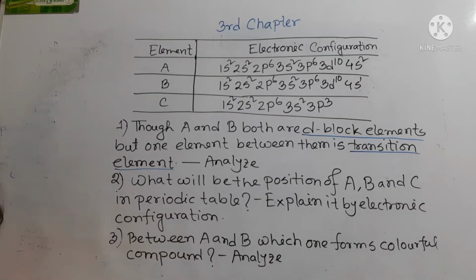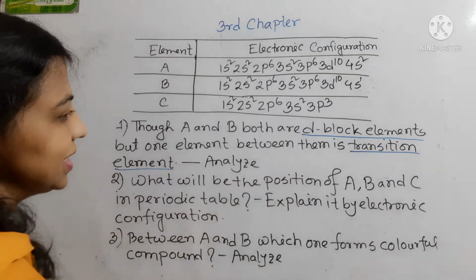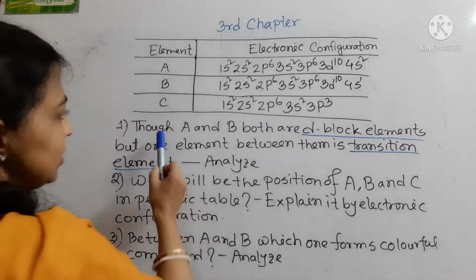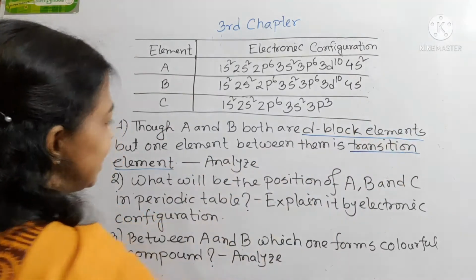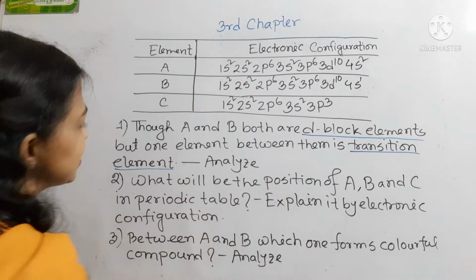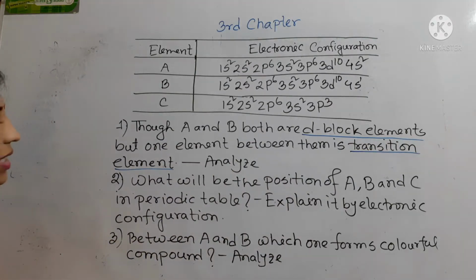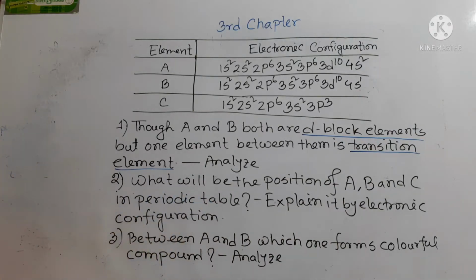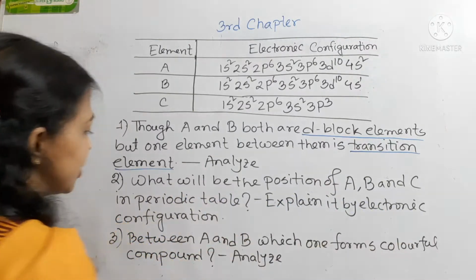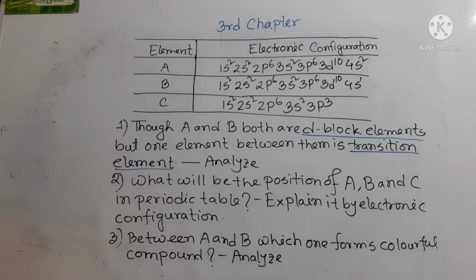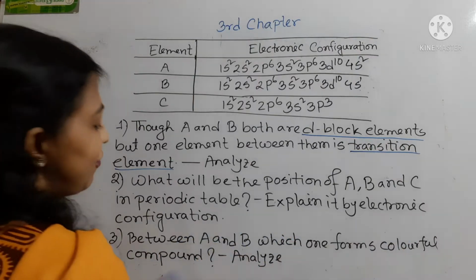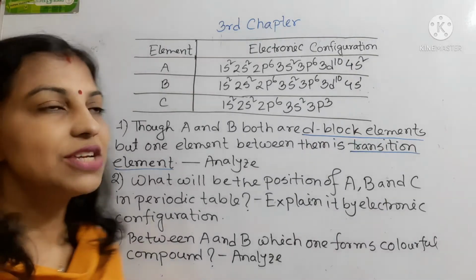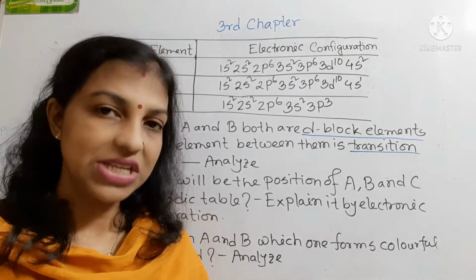So students, our first question is: though A and B both are d block elements, one element between them is a transition element. Analyze. Second question: what will be the position of A, B and C in the periodic table? Explain it by electronic configuration. Number 3: between A and B, which one forms colorful compounds? Analyze. These three are the creative questions from this stem.